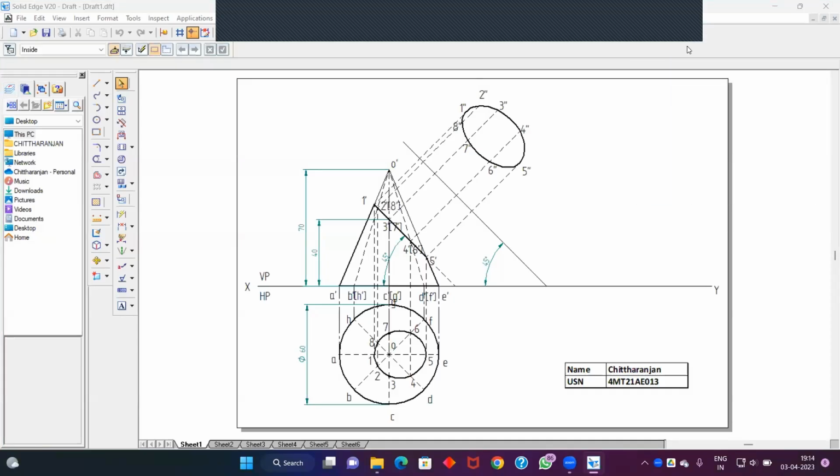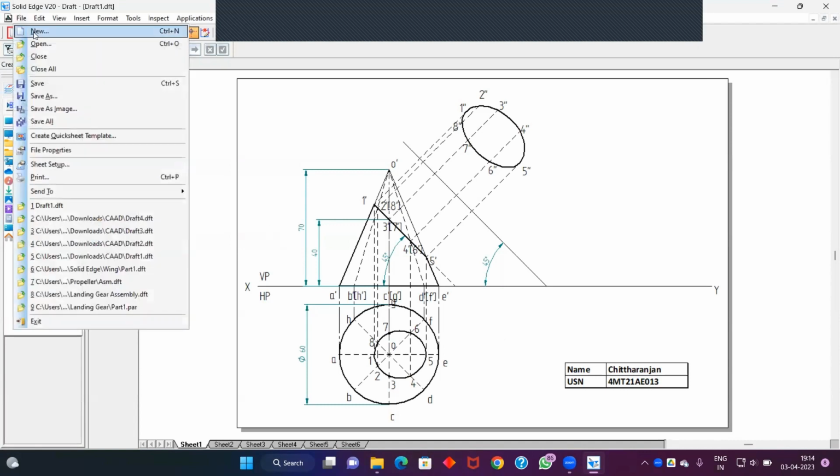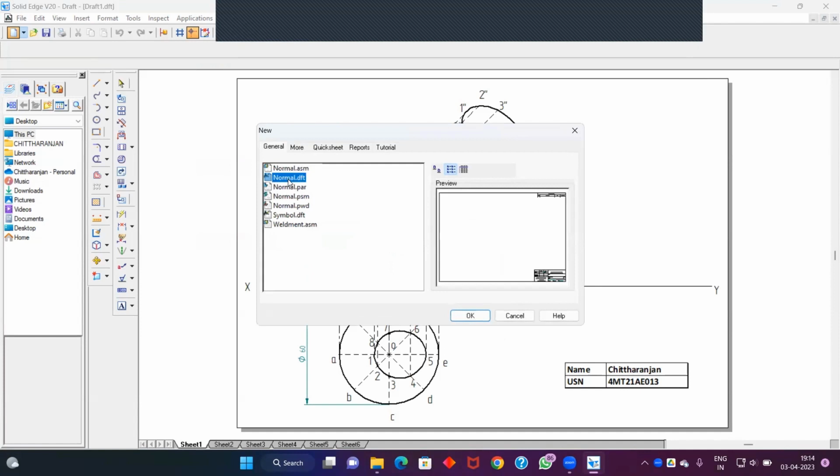Good evening, everyone. Today we are going to make a 2D diagram of a given question. The question is a cone with base diameter 60 and height 70. Now go to New, and there we have to select normal draft.